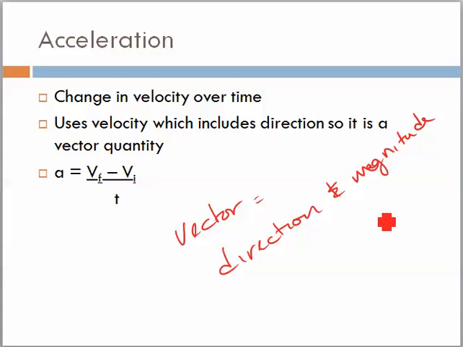So you are accelerating if you're just simply changing direction. If you had your speed set on cruise control in your car and you were going around a circular track, you would be accelerating the entire time because you would be changing direction. So your velocity would be changing.